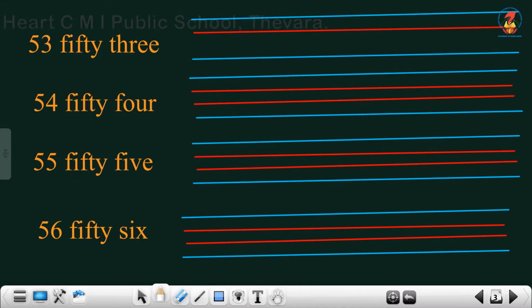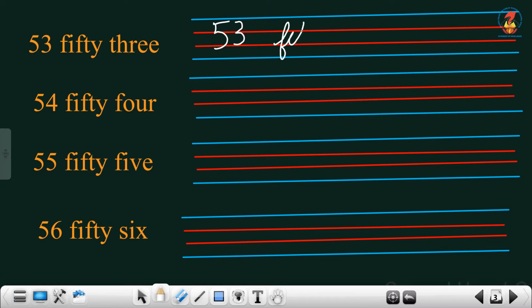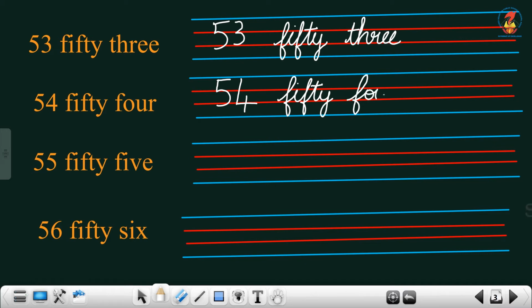Okay. Now let's move to the next page. What is written here? What is the number? 53. So we'll write the number first. 53. F-I-F-T-Y 50, T-H-R-E-E 3, that is 53. Next is 54. F-I-F-T-Y 50, F-O-U-R 4, 54.